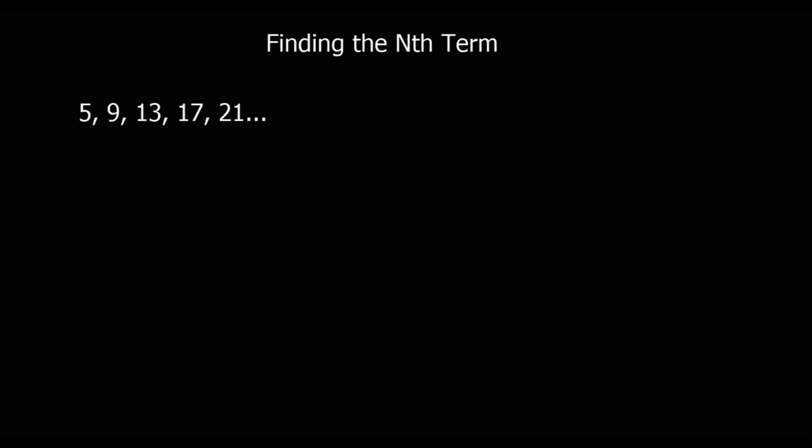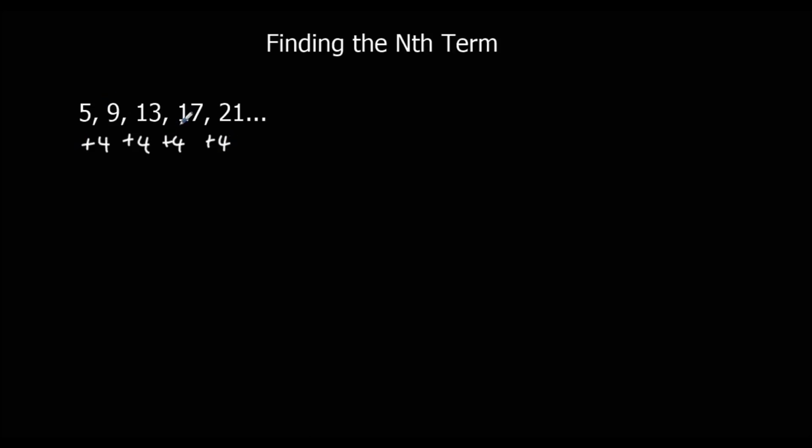Here we're being asked to find the nth term. So we're going to find the rule for the sequence. The first thing we're going to look for is what's the pattern, what's going on. So it's 5, 9, 13, 17, 21. It's going up in 4s every time. So the term to term rule is +4 every time.